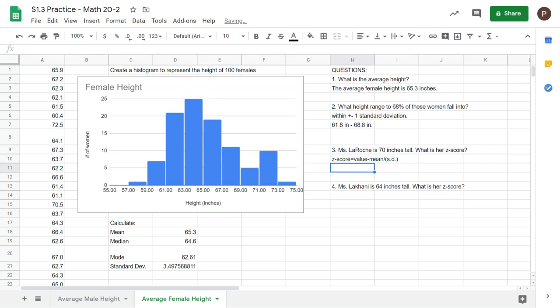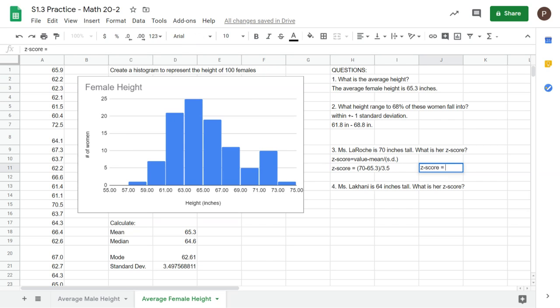So I'm going to go ahead and I'm going to know that my z-score is my value, which is 70, minus the mean, so 65.3. And then I'm going to divide all of that, right, the whole numerator, divided by that standard deviation. Again, I'm going to round that to about 3.5.